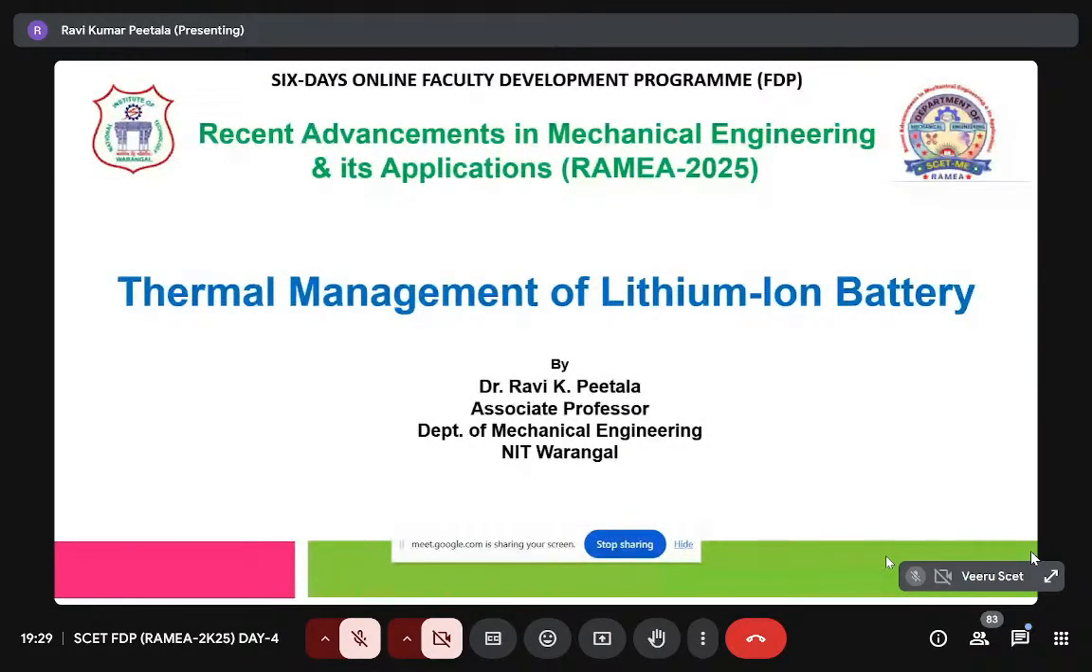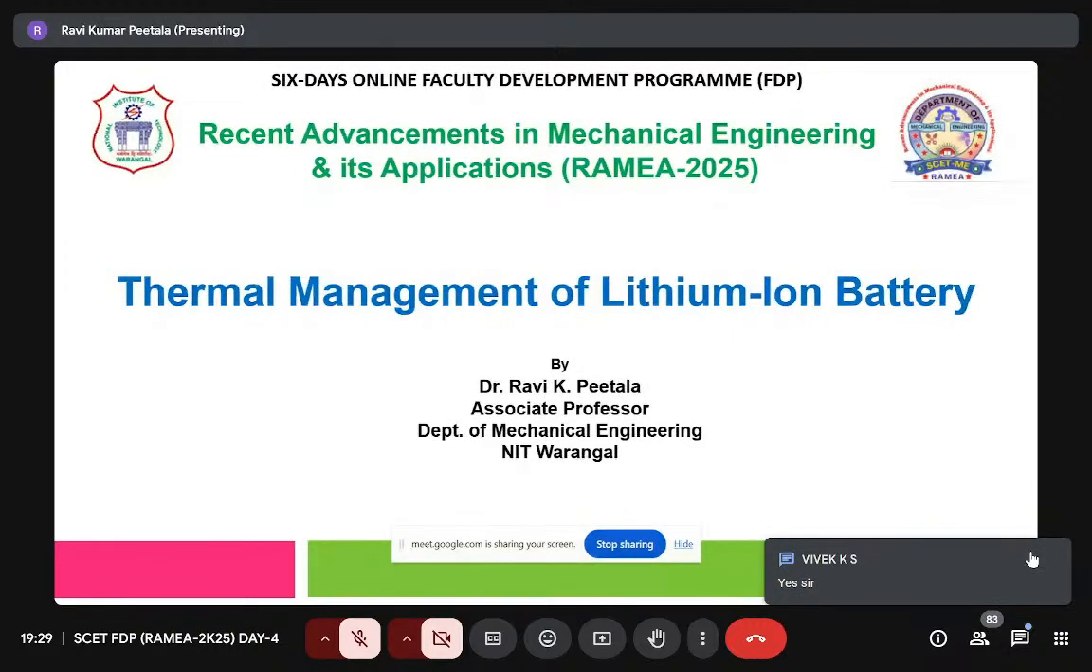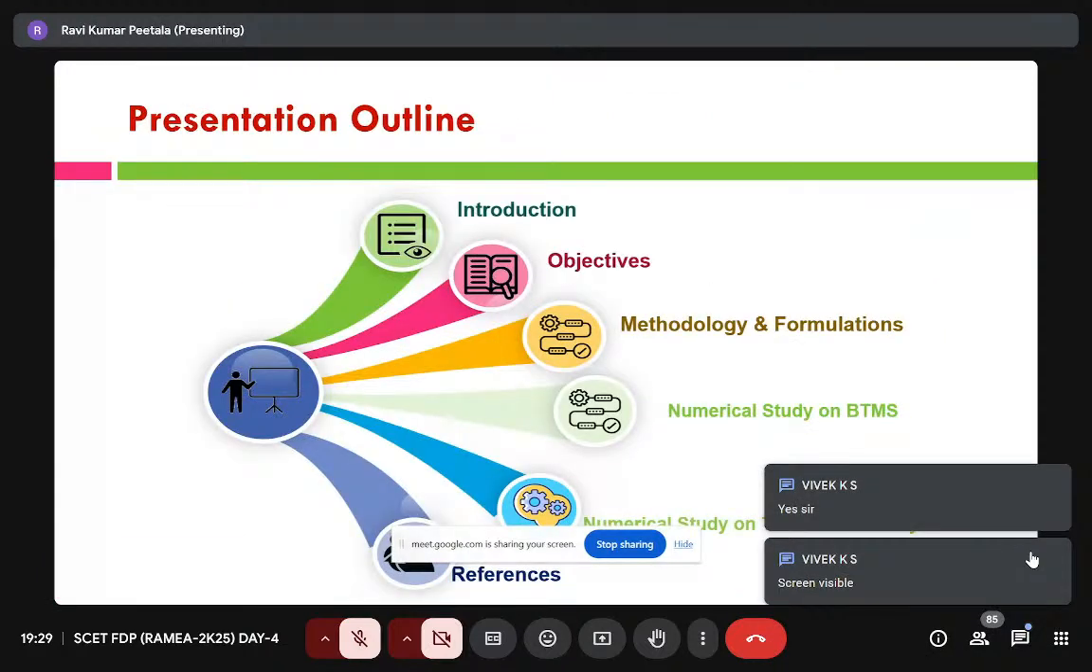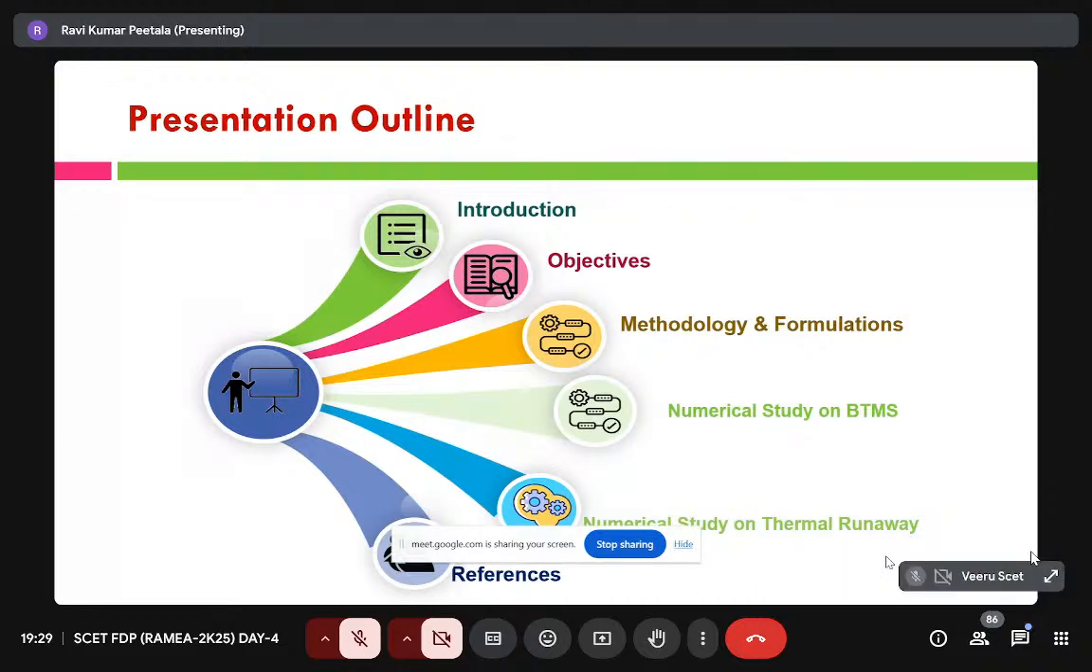Okay. So my topic is thermal management of lithium-ion batteries. As I said, I'm an associate professor at NIT Warangal. This is the outline of my presentation: introduction. In this introduction, I'm going to explain how thermal management is required for lithium-ion batteries in EVs, and what issues are being faced so far in various countries, and especially in India.